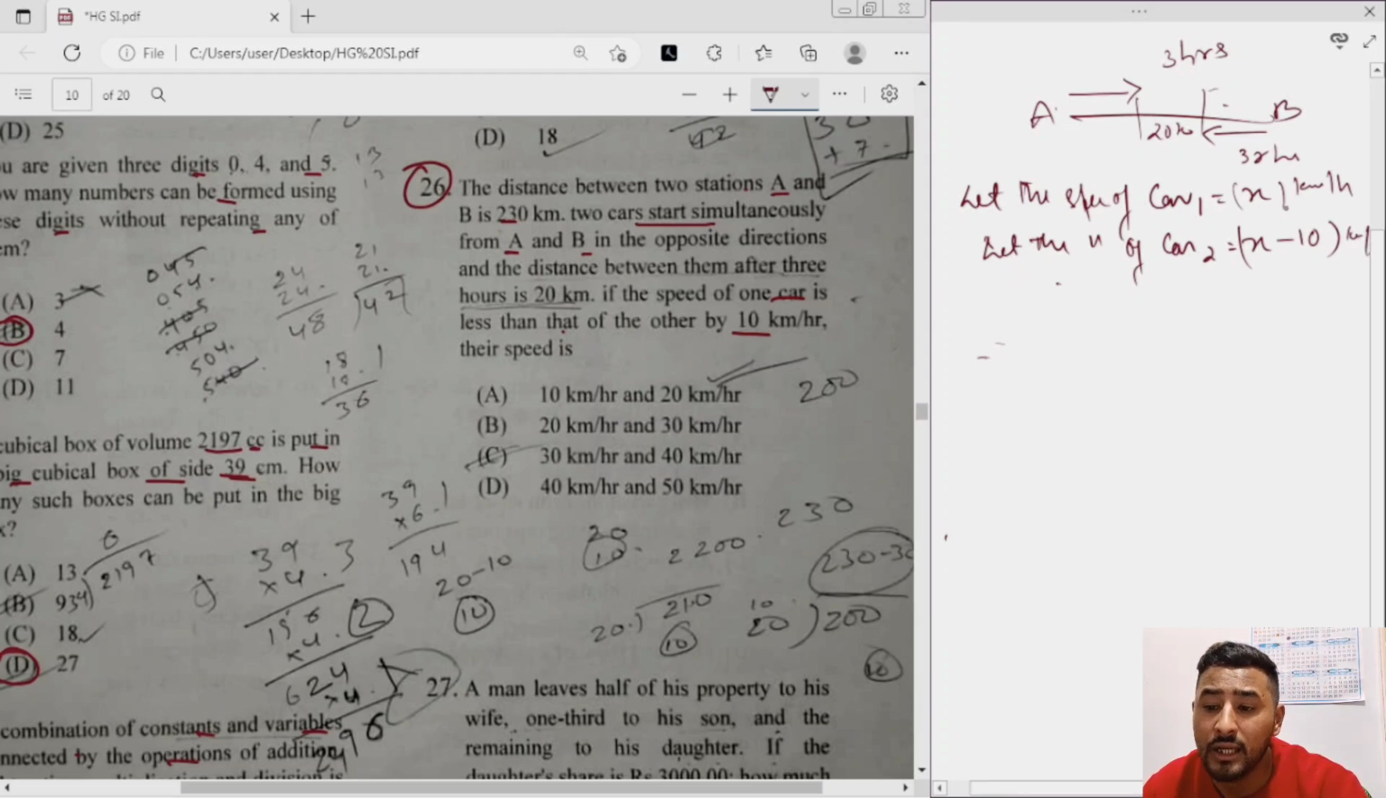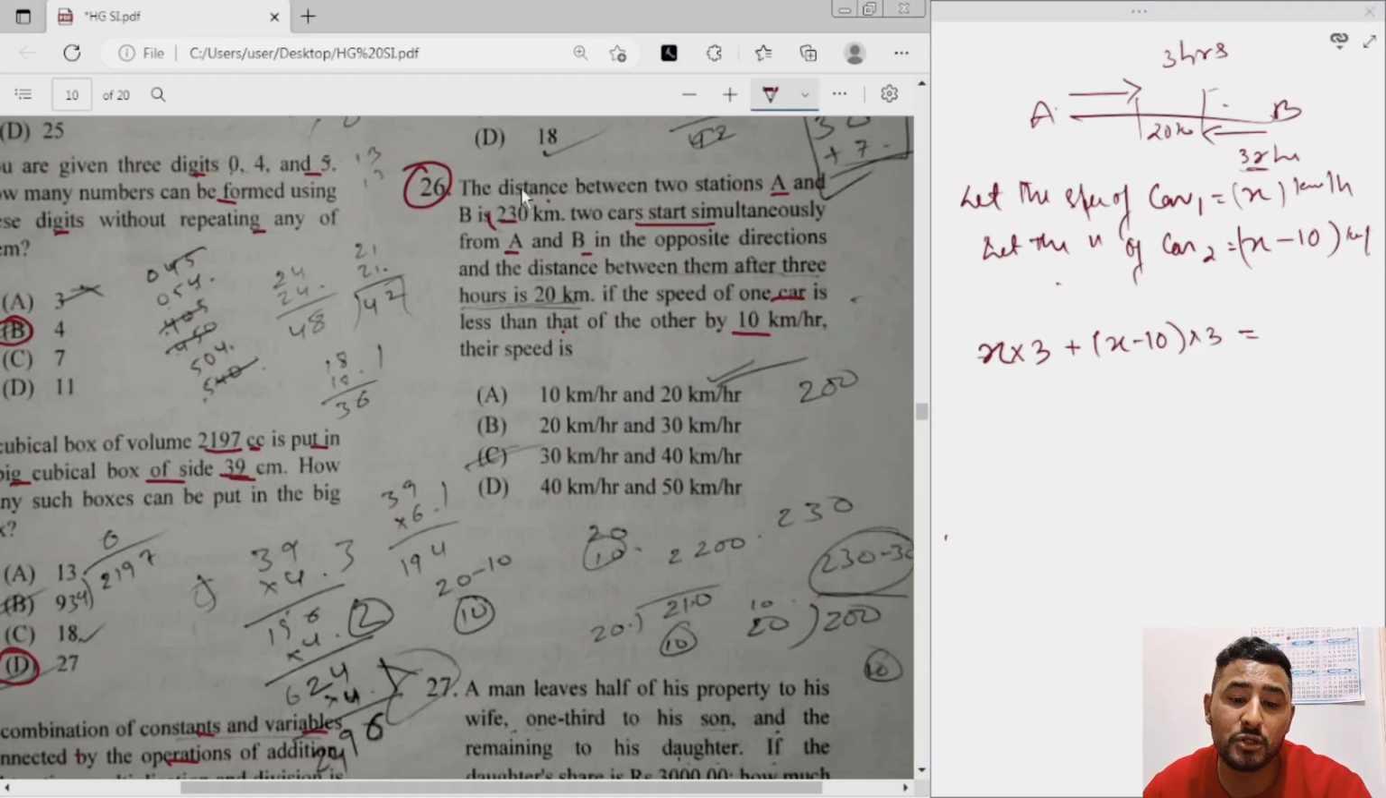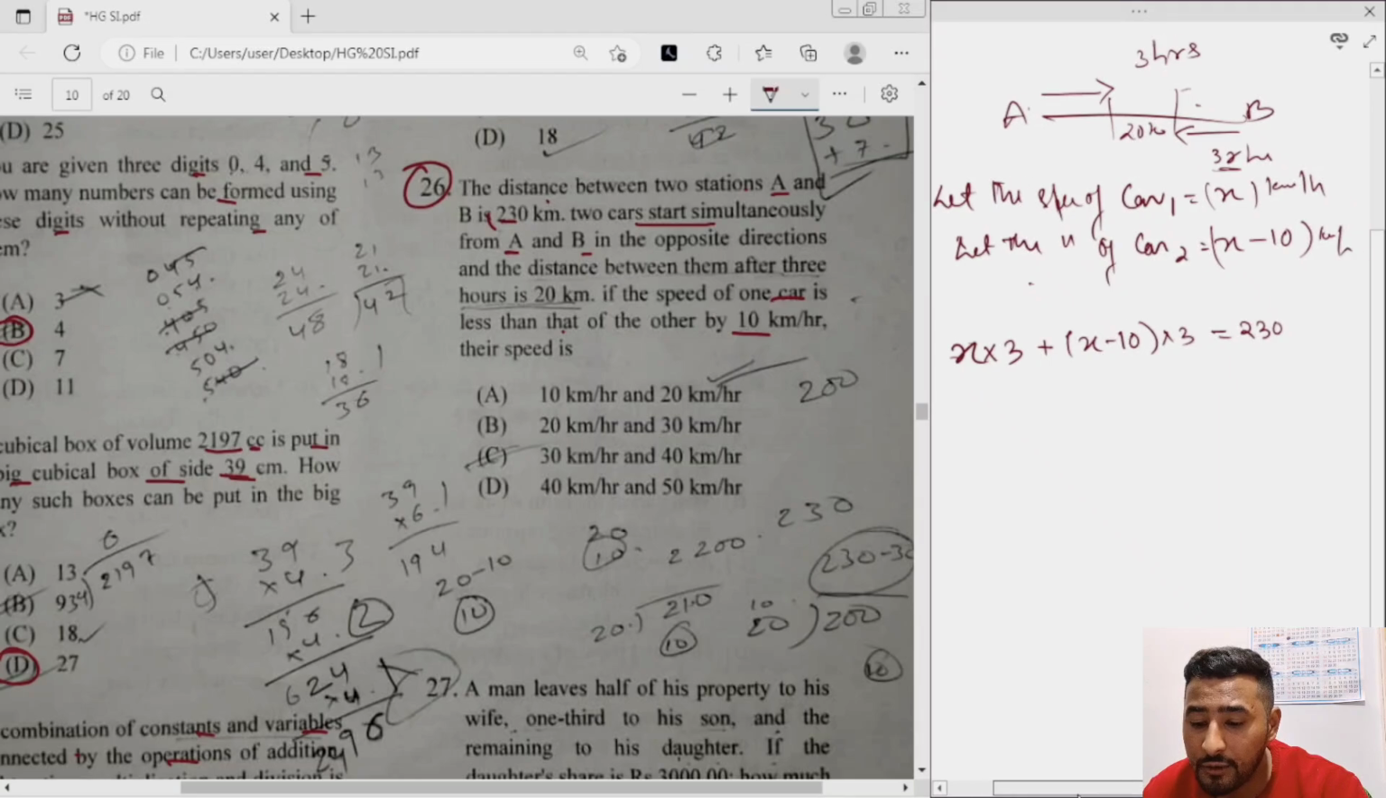Now what we need to find is, they have already traveled for 3 hours, right? So we can do x into 3 plus (x minus 10) into 3. This will be equal to how much? They have to cover 230 kilometer. But out of this 230, they have not completely covered it, they have only reached to 20 kilometers apart. So you should subtract this 20 also. Once you subtract this 20, you'll get how much?